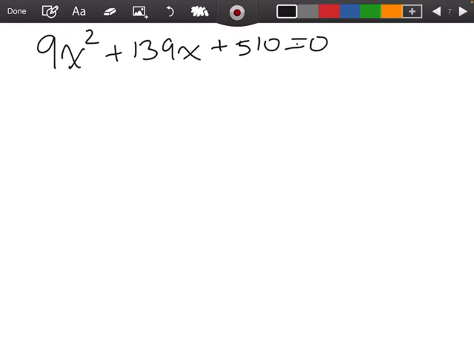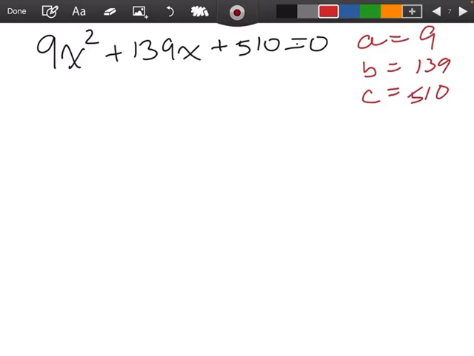But instead of factoring it, I'm going to use the quadratic formula, because even though the quadratic formula is time consuming, I think it's going to be easier than finding numbers that multiply to 9 times 510 and then looking for the pair that add up to 139. So I'm going to use the quadratic formula. This is 9, this is 139, and that's 510.